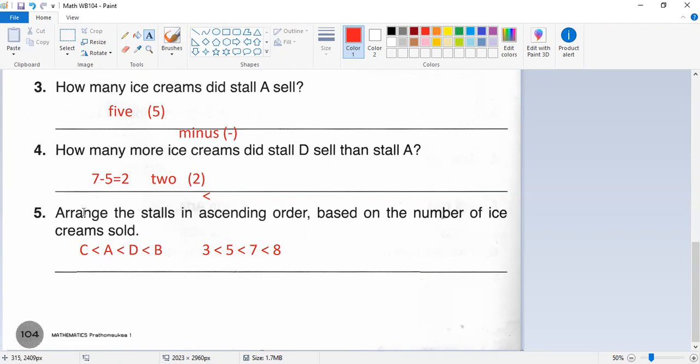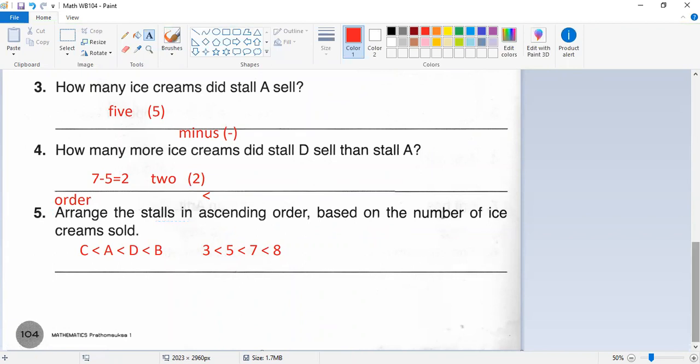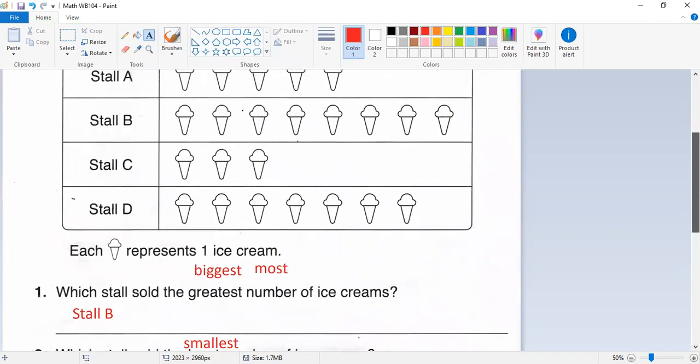And when it says arrange, what's another word we could use for arrange? We also use the word order. Let's order the numbers. Put them in order from the smallest to the biggest. Okay, so that's our ice cream pictogram all done.